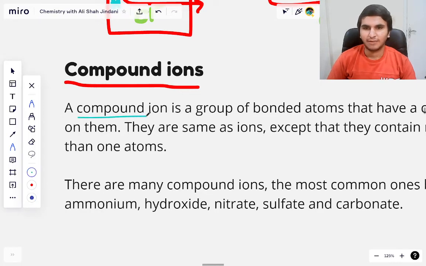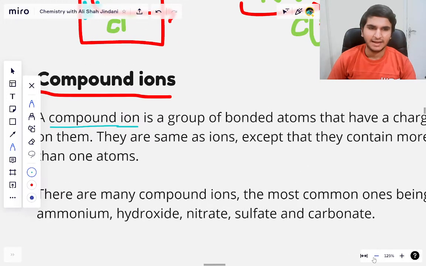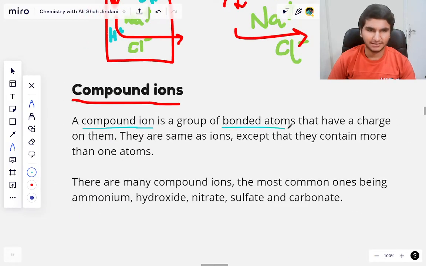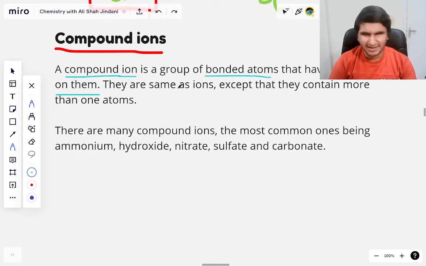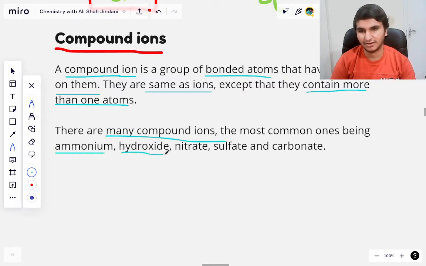So we have a compound ion. What is a compound ion? It is a group of bonded atoms that have a charge on them. You've learned about compounds, you've learned about NaCl, you've learned about other compounds as well. Compound ions are kind of like them, but they are also the same as ions, with the exception that they contain more than one atom. Now there are many compound ions, but the most common ones that we usually talk about are ammonium, hydroxide, nitrate, sulfate, and carbonate.